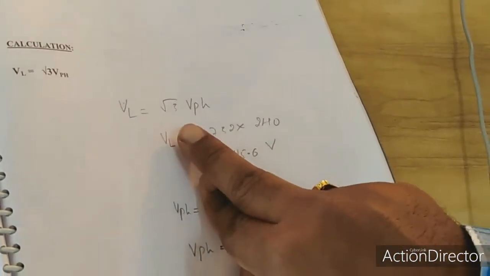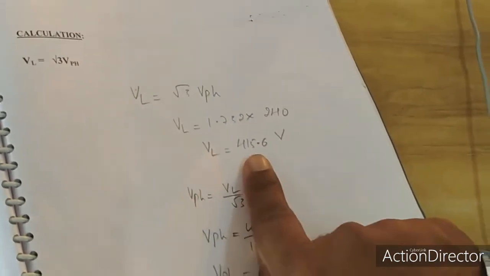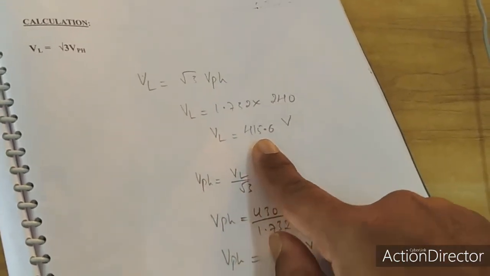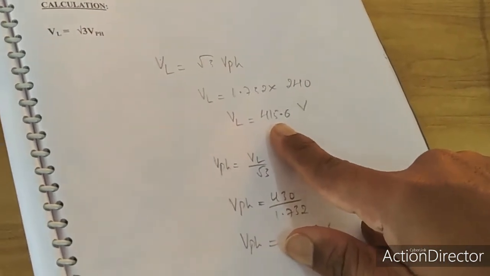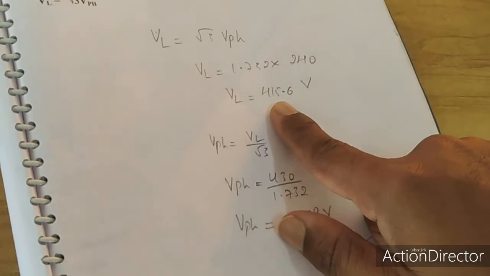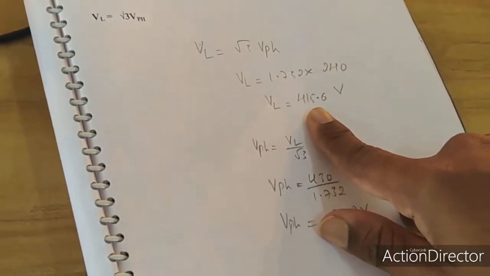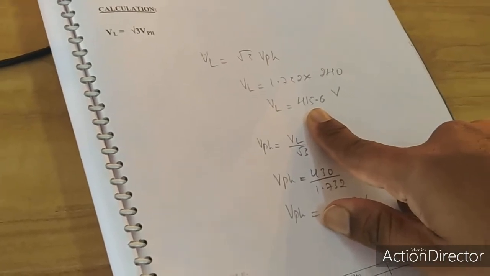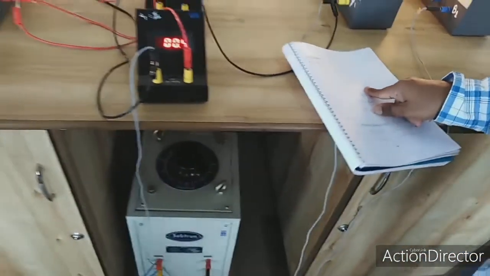So VL is root 3 into 240. We are getting around 415 volts. We applied around 430, and we are getting around 420 volts. So this is theoretically verified. Almost both are equal. This is what I wanted to show in the three-phase star connected load.